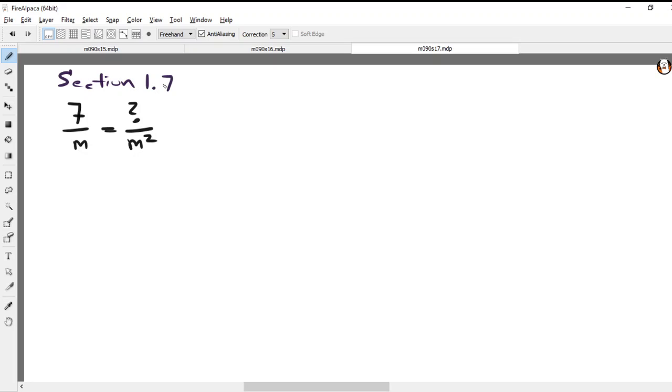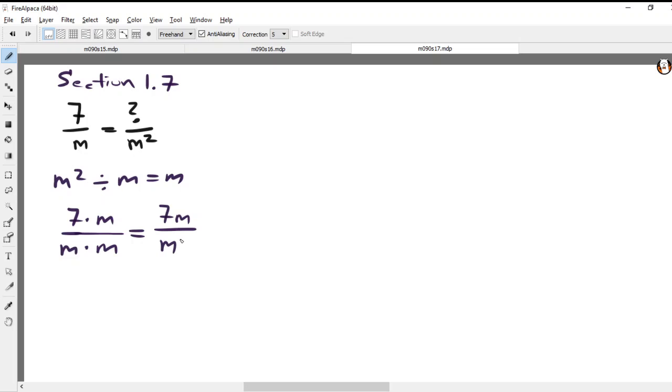We're taking a look at section 1.7 today. In this section, we're working with a lot of properties of numbers. This problem wants us to rewrite the fraction 7 over m as an equivalent fraction with the denominator of m squared. M squared divided by m is m. So I'm going to take 7 over m and multiply top and bottom by m, which gets me 7m divided by m squared. And that's how we would do that.